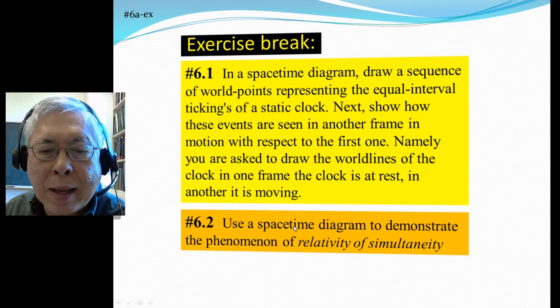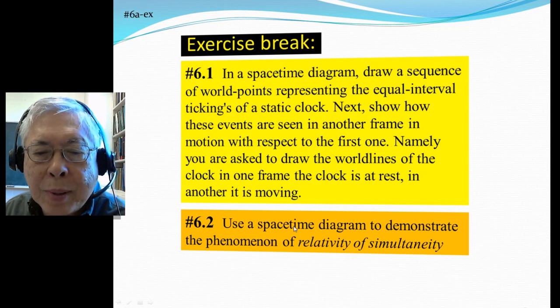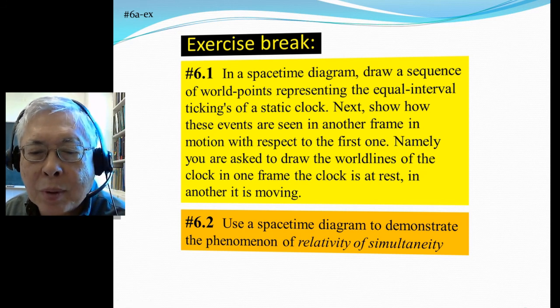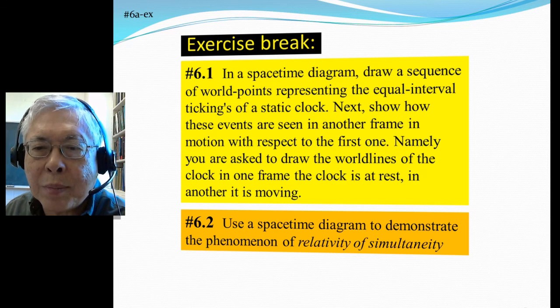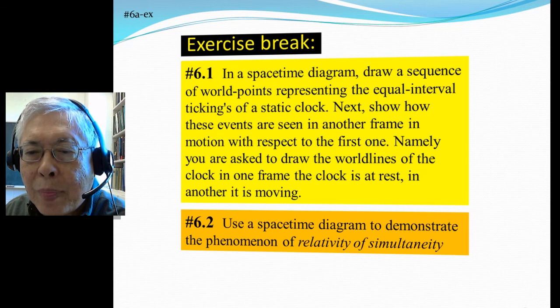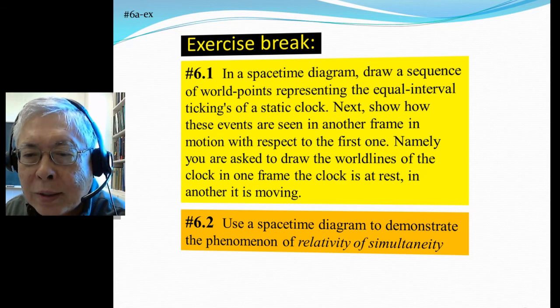The second problem I ask you to do is to use a space-time diagram to demonstrate the phenomenon of relativity of simultaneity. Remember, if two events are simultaneous in one coordinate system, they may be seen to have different times in another coordinate system. So it's very simple. You can just see them in a space-time diagram. Okay, you can pause, and I'm not going to stop here.